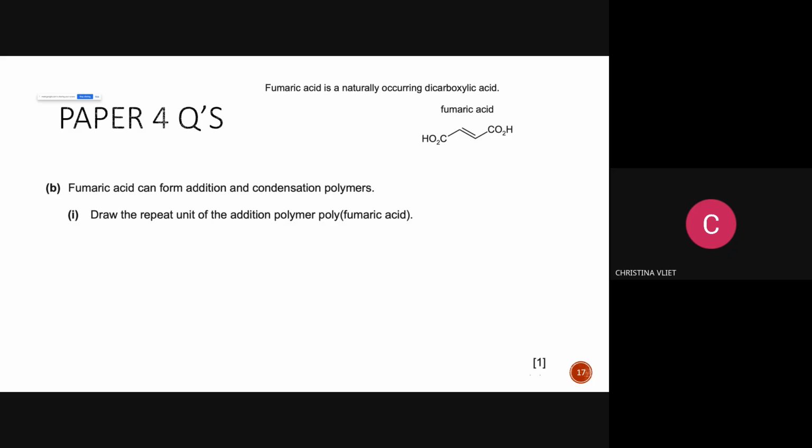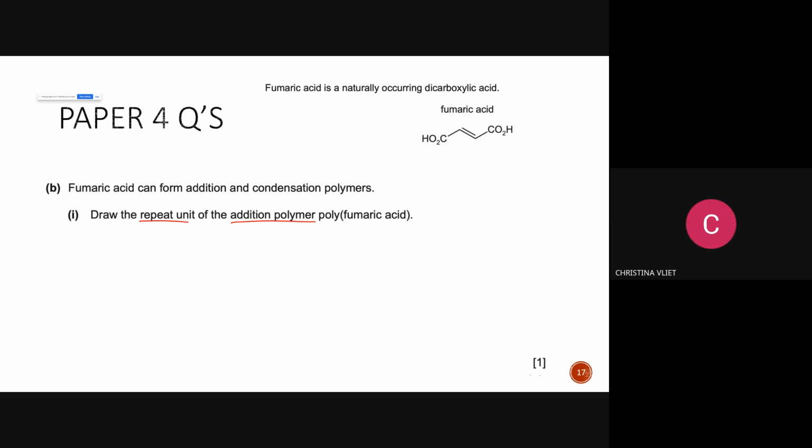Why can it do both? Because it's got that double bond. So that gives you the potential for addition polymer. And it's got the double carboxylic acid. And remember, dicarboxylic acids can do condensation polymers if you mix them with something that has an OH or an NH. And so they're first asking us for 1 mark to draw the repeat unit of the addition polymer for it. So how would we prepare ourselves?